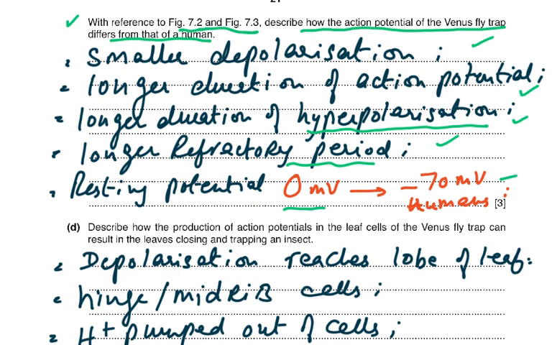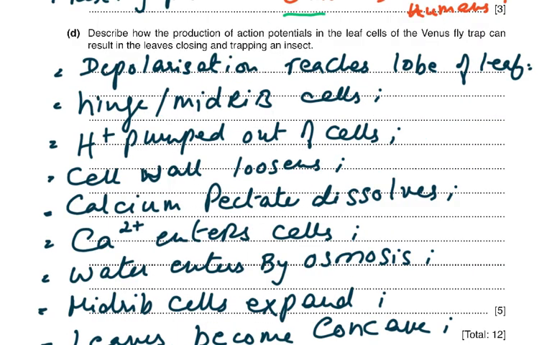70 millivolts. Now coming to the last part of it, the D part of the question was again very, very tricky and very difficult. It was 5 marks. Describe how the production of action potentials in the leaf cells of the Venus flytrap can result in leaves closing and trapping an insect. Well, we had to figure this out. Some of it is what we've studied before.